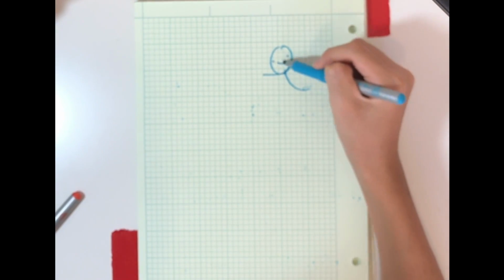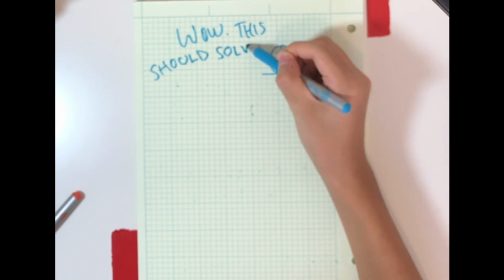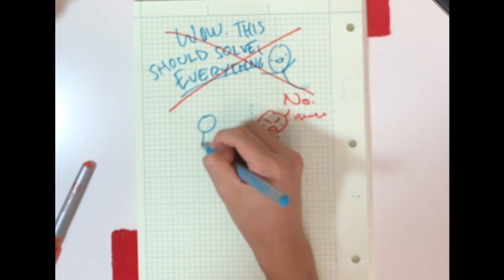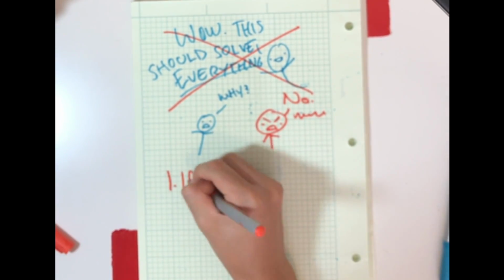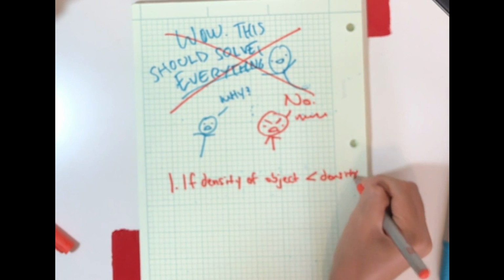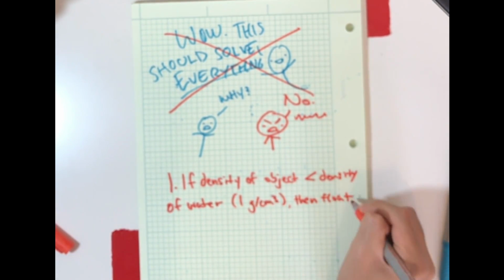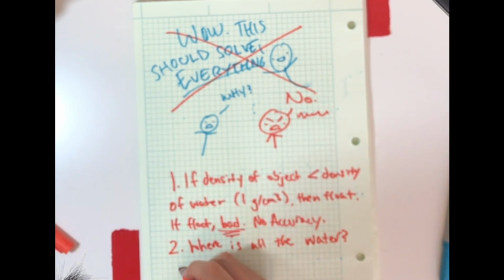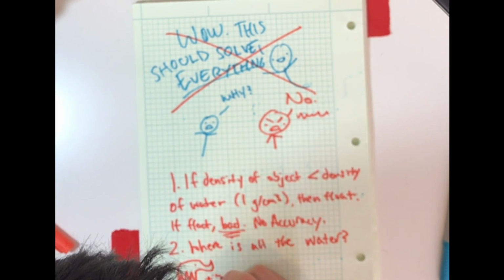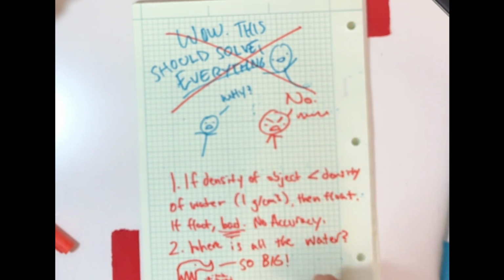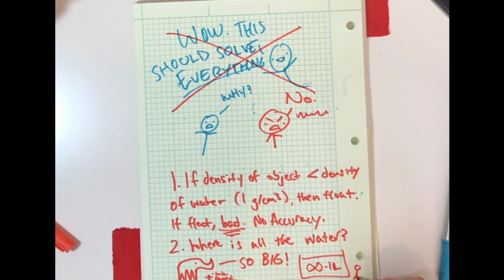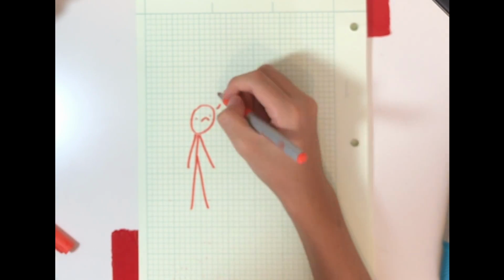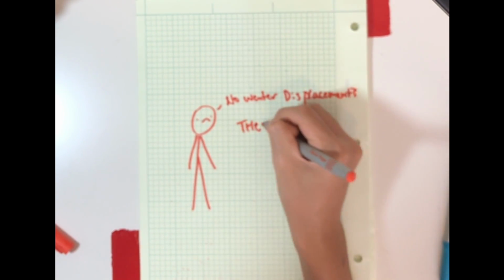Some may think, wow, this solves everything, we can find the volume of everything with this method. But no, in reality it's not. There's a lot of inconveniences with this method, including that if the density of the object is less than the water's, 1 gram per cubic centimeter, then it will float, which leads to inaccuracies. Also, if the object is relatively large, then it wouldn't be efficient to use this method, as a lot of water has to be wasted in order to find the volume. So now we know that in some cases, water displacement is not the optimal solution in finding the volume.